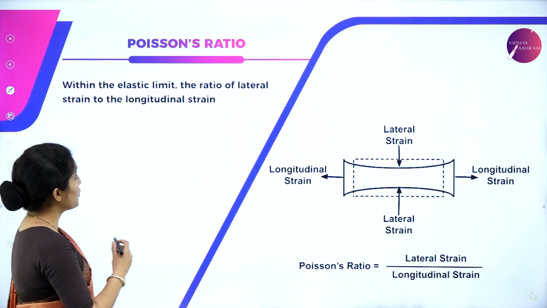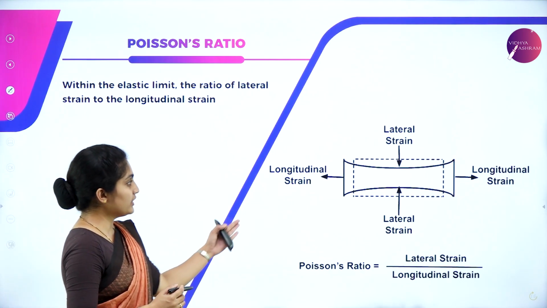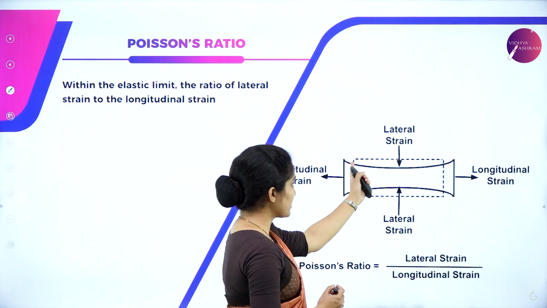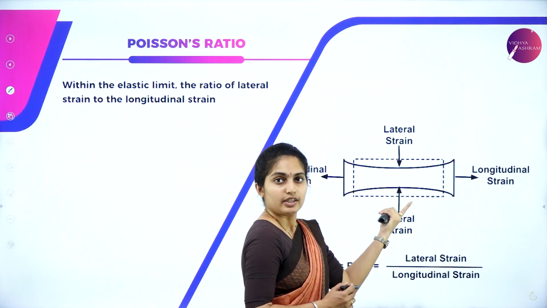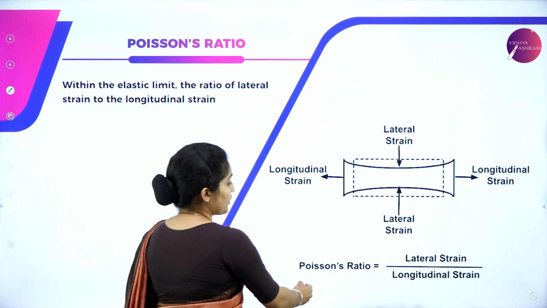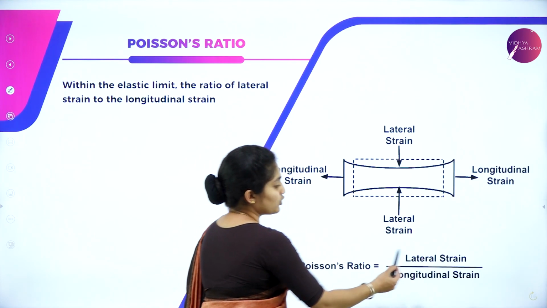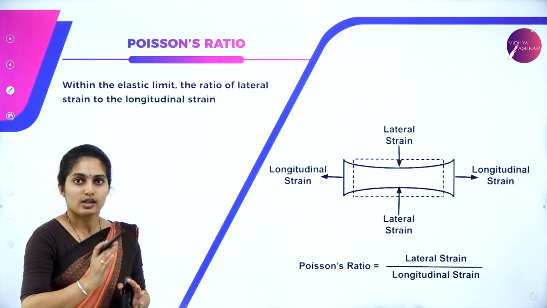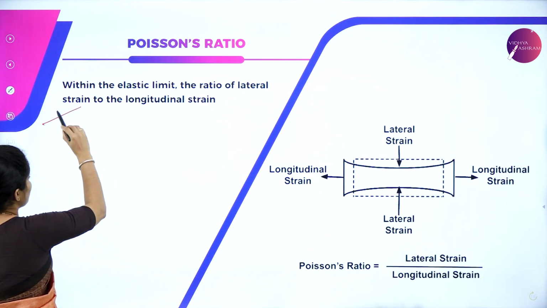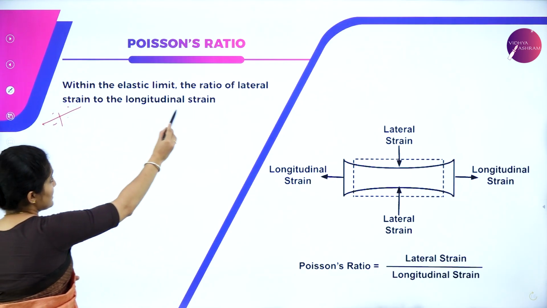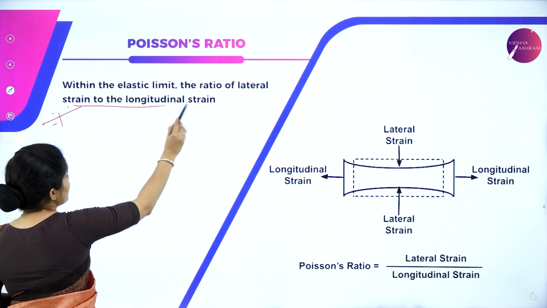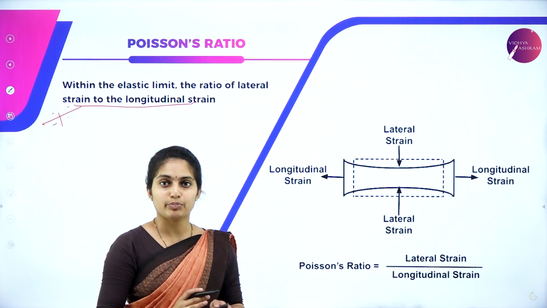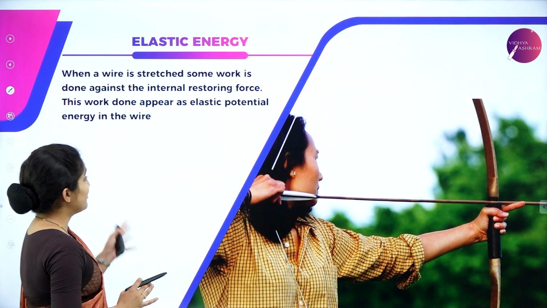Next, we are going to Poisson's ratio. As you can see, there is a longitudinal strain happening over here, and lateral strain happening with respect to its width. So what is Poisson's ratio? It is the lateral strain to the longitudinal strain that we study in Poisson's ratio. This is one of the most important. Within the elastic limit, the ratio of lateral strain to longitudinal strain is known as Poisson's ratio. Next, we have elastic energy.